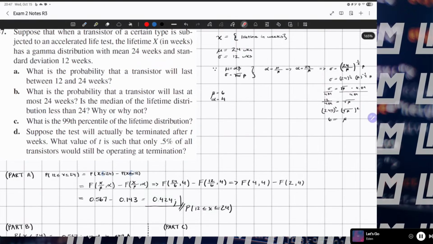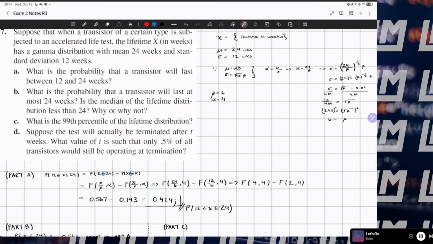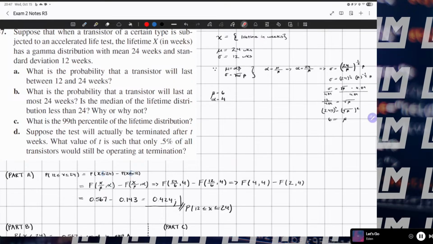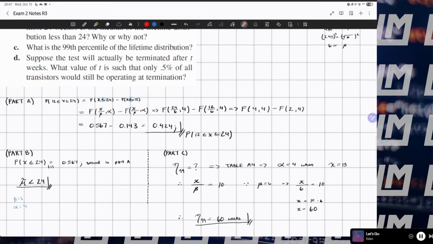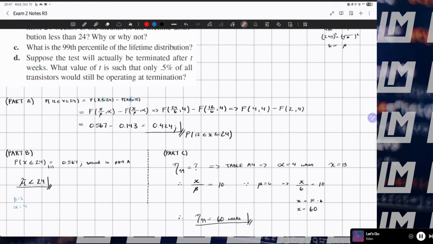Now part C is asking, what is the 99th percentile of the lifetime distribution? And I believe I did this correctly.